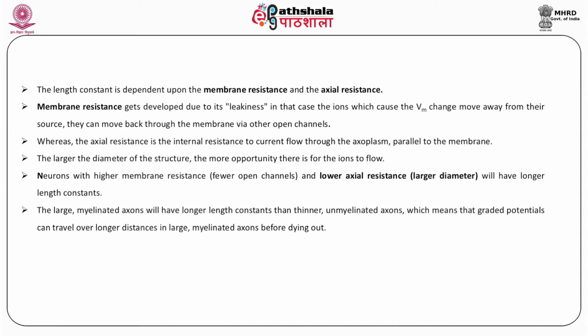The larger the diameter of the structure, the more opportunity there is for the ions to flow. Neurons with higher membrane resistance, which means few open channels, and low axial resistance because of a larger diameter, will have a longer length constant. Large myelinated axons will have a longer length constant than thinner unmyelinated axons, which means that the graded potential can travel over longer distances in large myelinated axons before dying out.